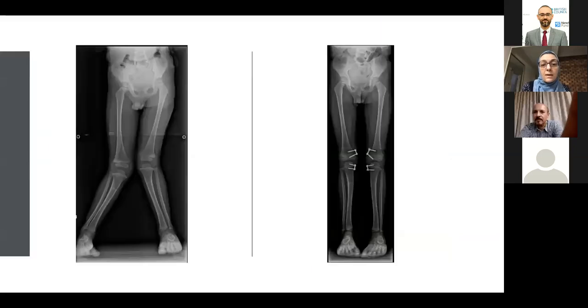After a hemiepiphysiodesis, correction of this valgus knee was achieved, and it's time to remove the plates. Of course, after you repeat measurement of your axes and make sure the correction is full. Some people would like to give a further 2 to 3 degrees of overcorrection to prevent the rebound growth that happens. It's still controversial.